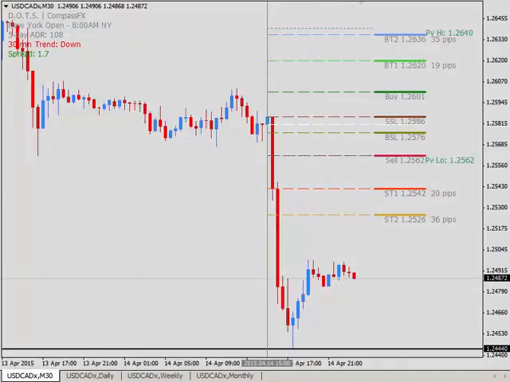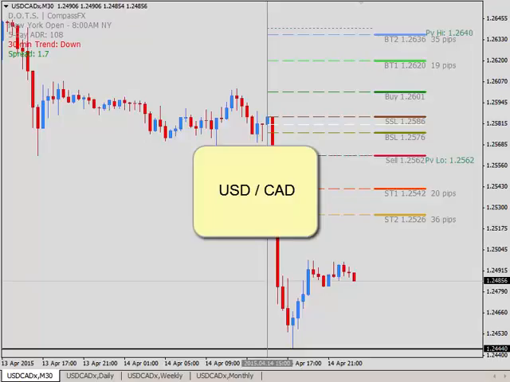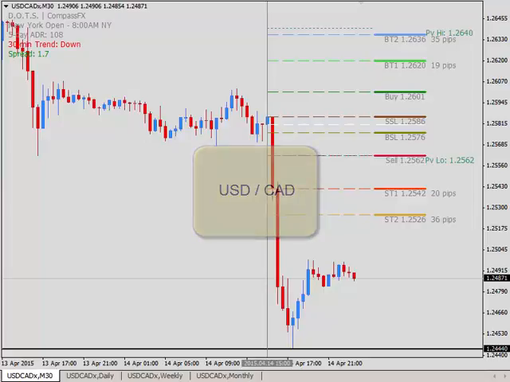Let's take a quick look at the dollar CAD. Now, before I jump into this, just as a reminder to those who are new to the Forex, we have the US dollar on the left side of the pair and the Canadian dollar on the right side of the pair. So when the Canadian dollar strengthens or the US dollar weakens, we see a move down.